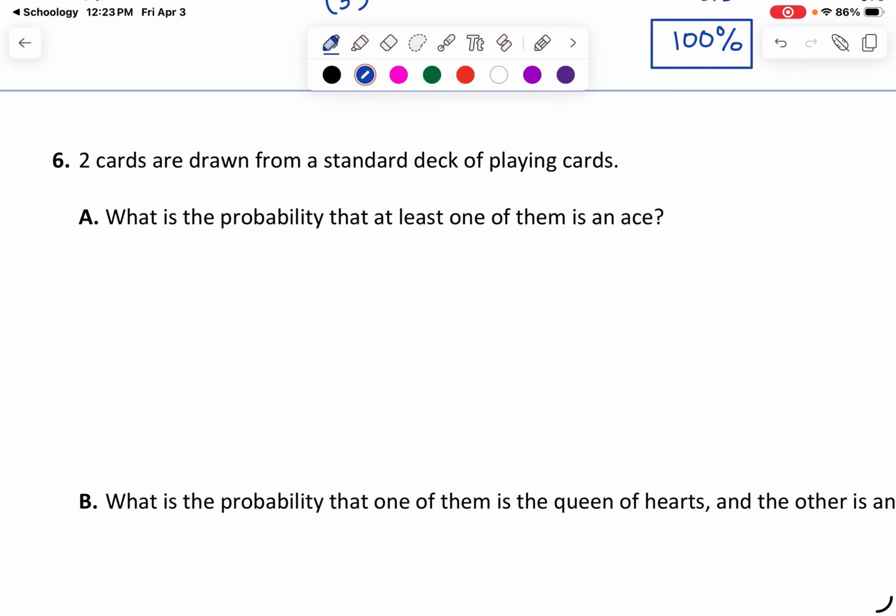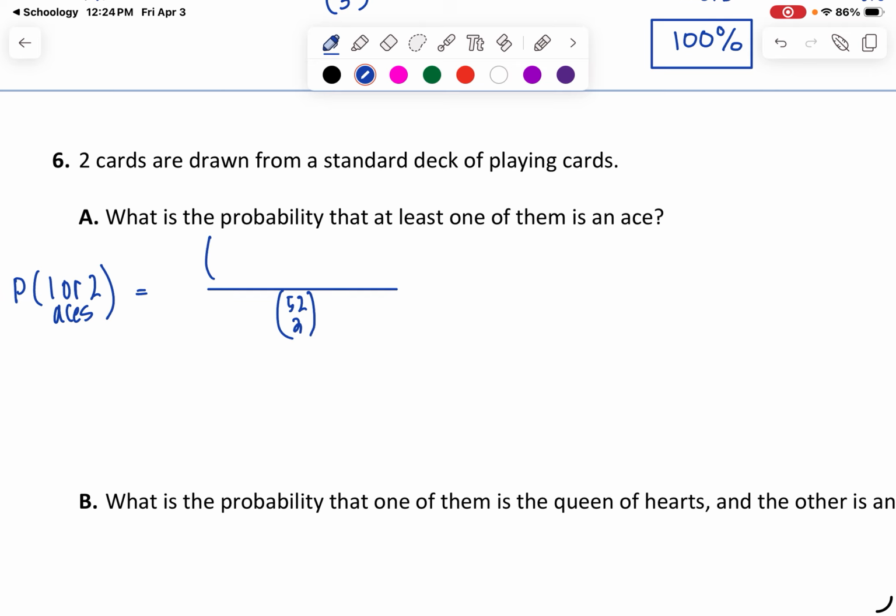All right, let's talk about cards again. Okay, we're drawing 2 cards from a standard deck of playing cards. So my denominator, from the 52 cards, I'm choosing 2. What's the probability that at least one of them is an ace? At least one of them is an ace means that 1 or 2 of them are aces. So once again, my denominator is 52 choose 2, because I'm choosing 2 cards from the deck of 52.